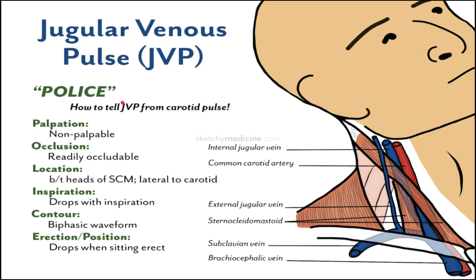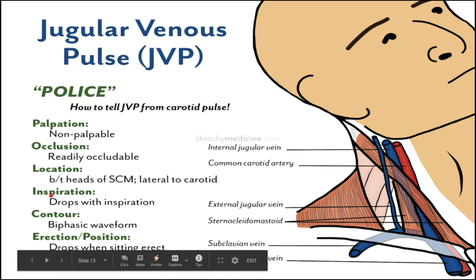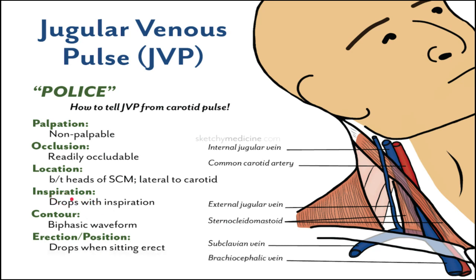How will you differentiate the carotid pulsation from the jugular venous pulsation? Carotid pulsations are palpable and JVP is non-palpable. JVP can be occluded with the thumb. JVP can be seen between both heads of sternocleidomastoid, and carotid pulsations are felt just medial to sternocleidomastoid. JVP drops with respiration and there are no phasic changes in carotid pulsation.